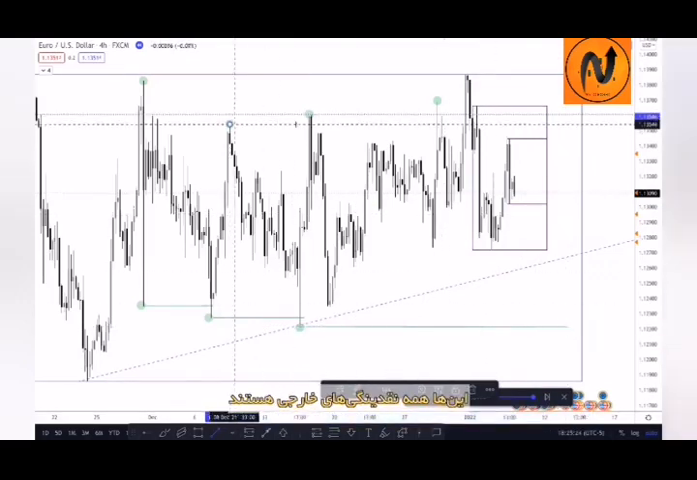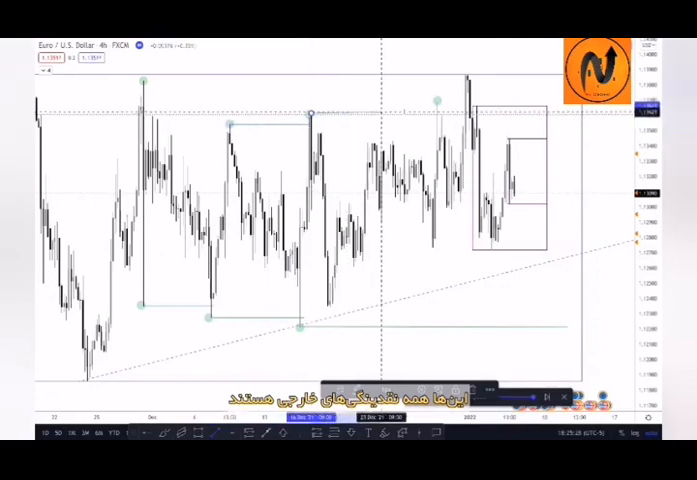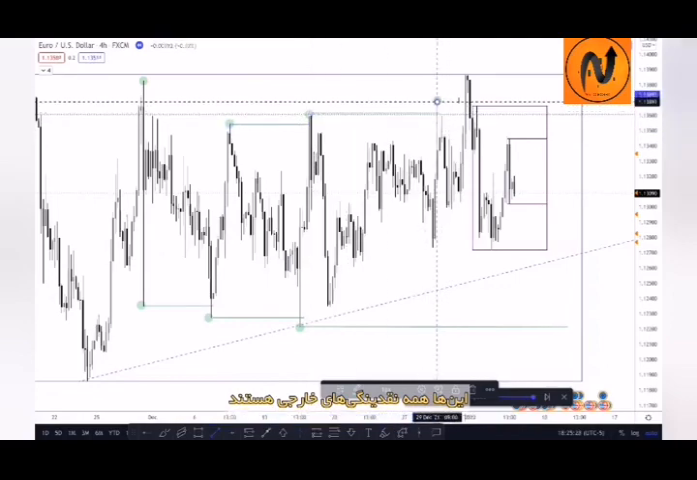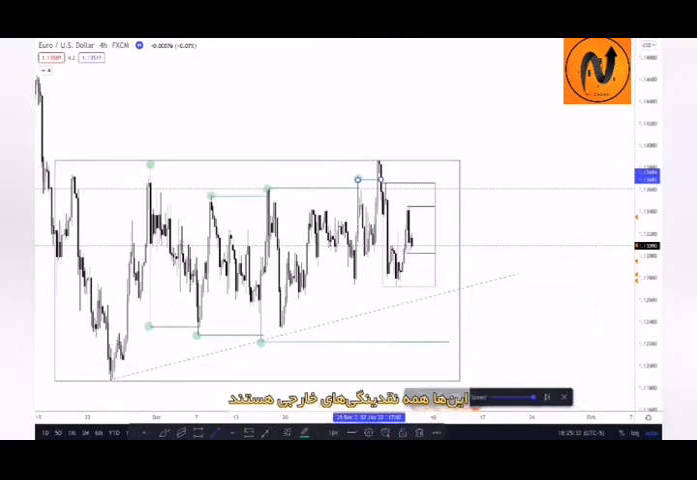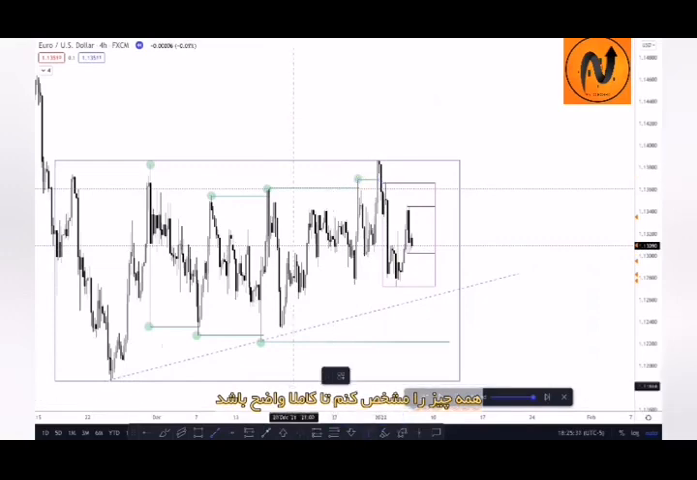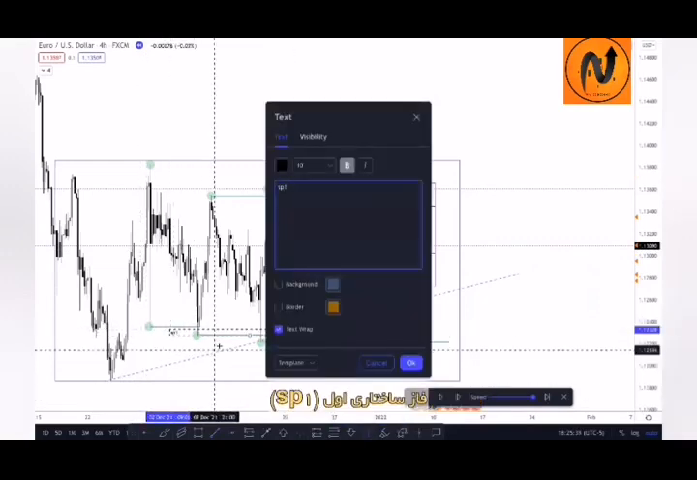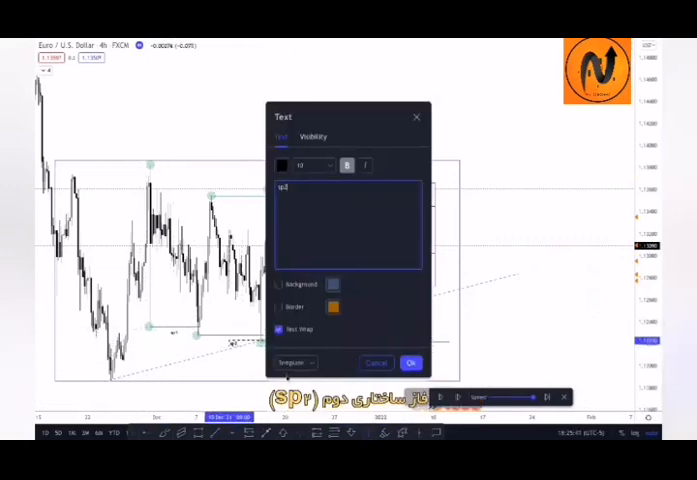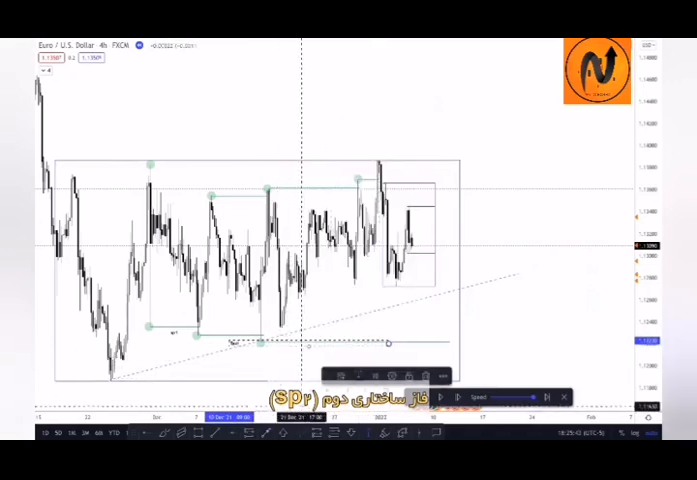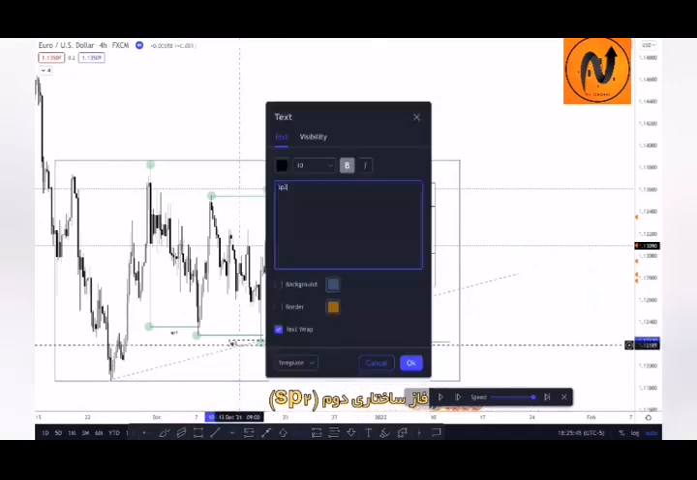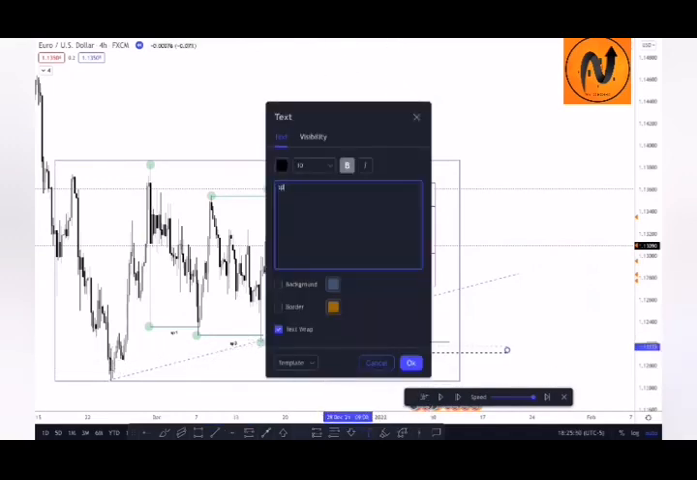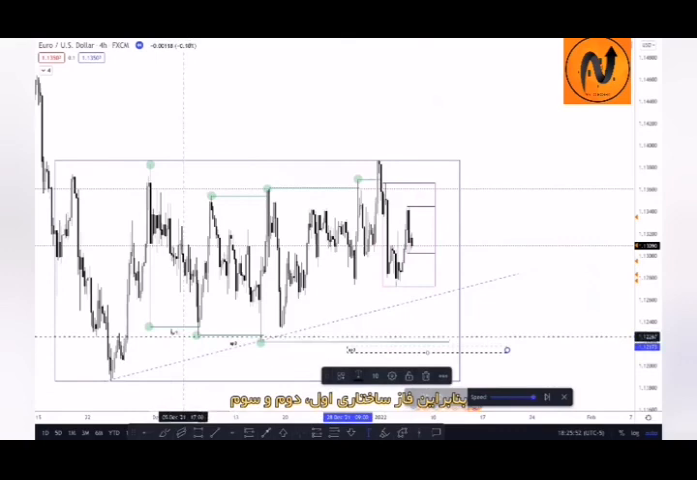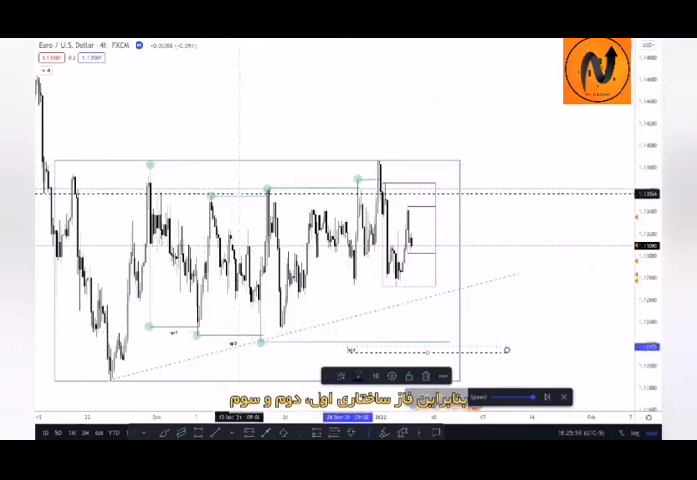So here's all the external liquidity. I'm just going to mark everything up for you guys so it all becomes clear one day. SP1, SP2, SP3. All right, so structural phase 1, structural phase 2, structural phase 3.